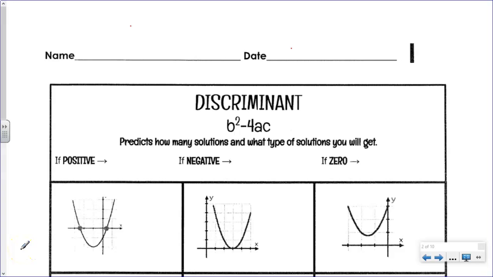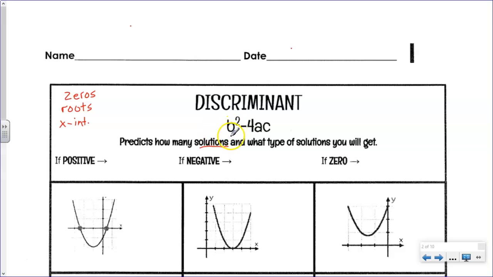All right, we are going to talk today about the discriminant. The discriminant predicts how many solutions, okay? Another word for solution, if you remember, is zeros, roots. Okay, so those are some words that you will hear: solution, zeros, roots, and one more, x-intercept. It is where the graph crosses the x-axis and what type of solutions you will get.